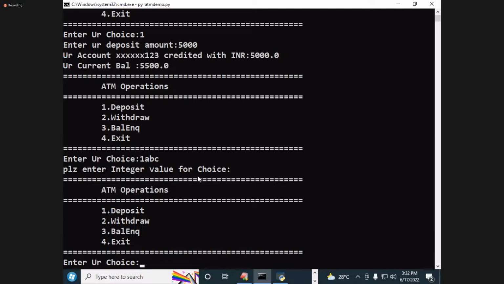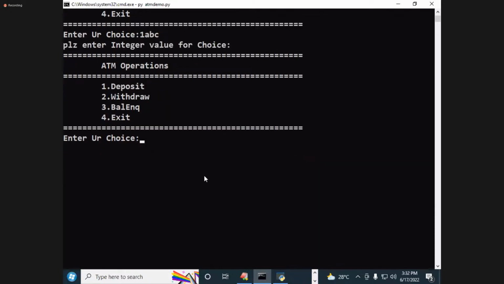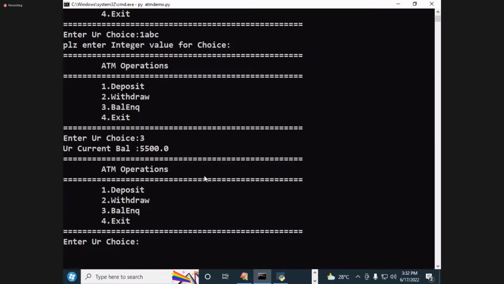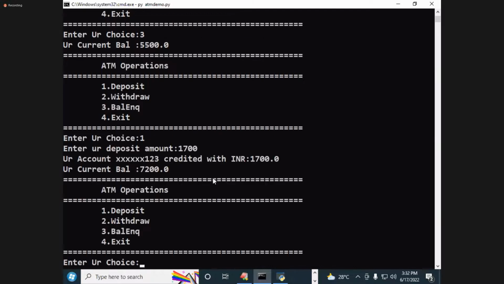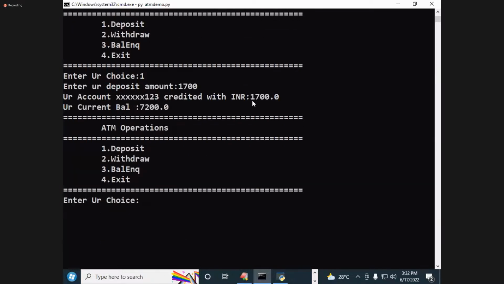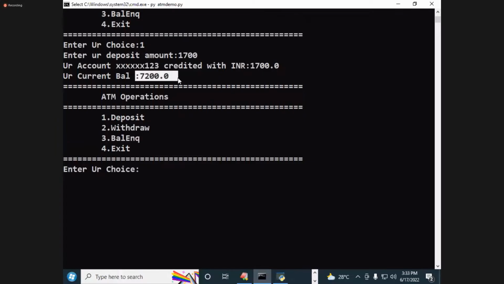I will enter for deposit also. Next, check it. 3. 5,500. Next, please. One more time. I will enter 1. 1,700. Your account is credited with 1,700. 5,500 plus 1,700, I hope, is 7,200. Okay.